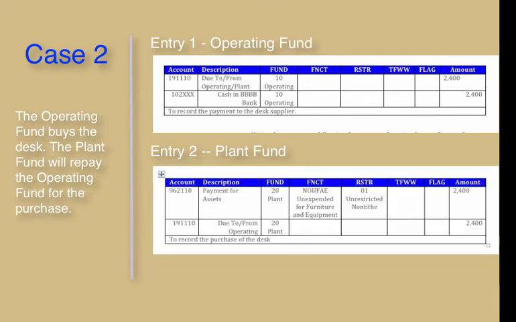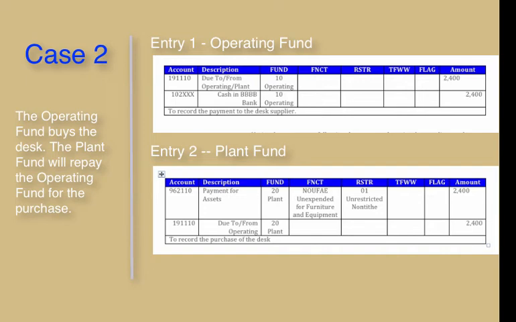Now we need an entry on the plant fund side. The debit entry will be to account 962110, which is the payment for assets account. And the fund this time is going to be plant fund, so Fund 20. The function here will be NOUFAE, which is the unexpended for furniture and equipment account. The restriction will be 01 for unrestricted non-tithe.